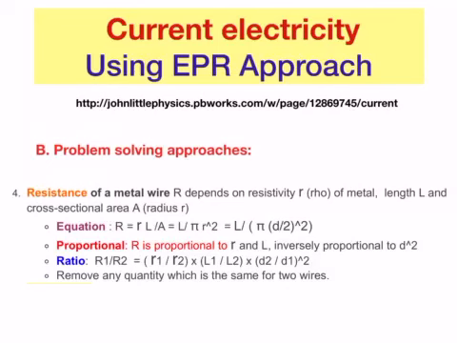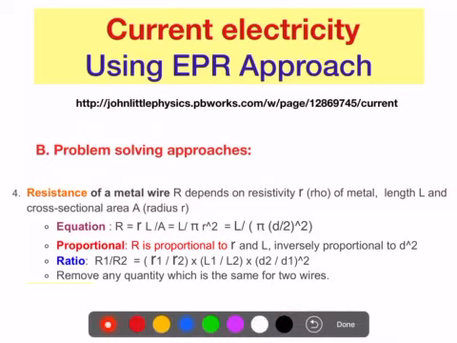Current electricity using the EPR approach. From the website, B, the problem solving approaches. One of these is to compare resistance of two or more metal wires. Resistance of the metal wire depends on resistivity of the metal, length, and cross-sectional area, which in turn may depend on radius or diameter.